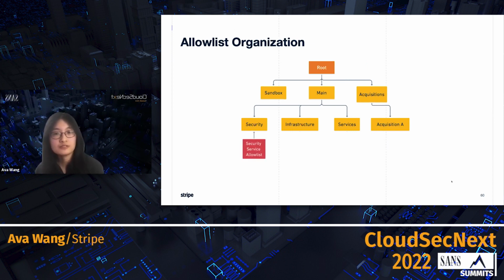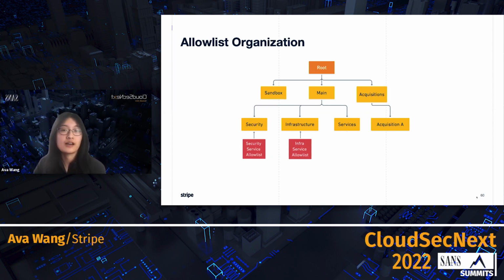And so the option that we at Stripe decided on is to have an allow list per OU, for example, a list of allowed services and regions for all accounts in the security OU, and a different list for the infrastructure OU, and so on. This drives towards least privilege by having a more fine-grained control on a per OU basis.